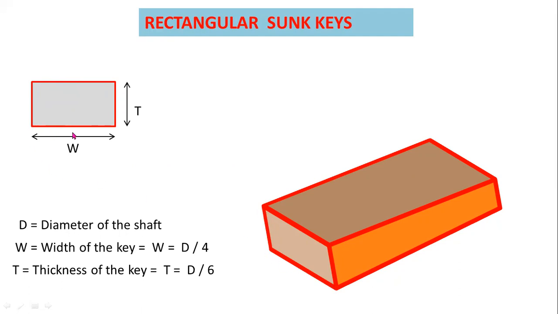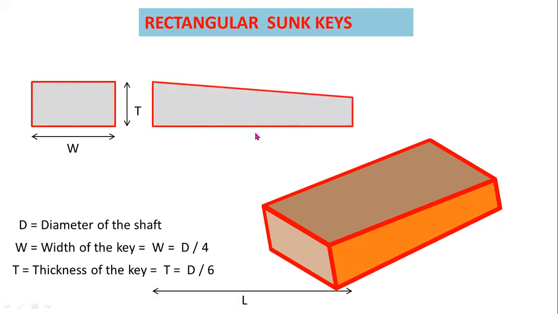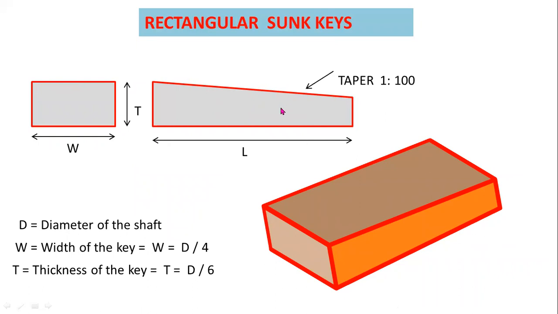Okay, so here W is the width of the key and T is the thickness or depth of the key. Okay, this is the length of the key. L is the length of the key. Here you can observe the bottom surface of the key is parallel, but the top surface is taper in 1:100.